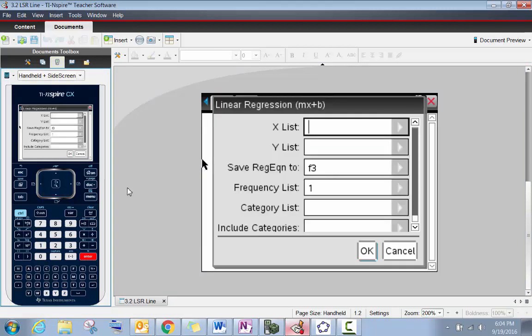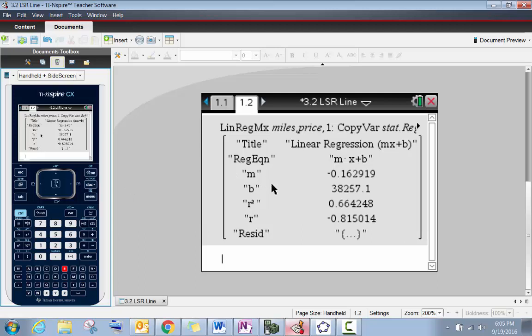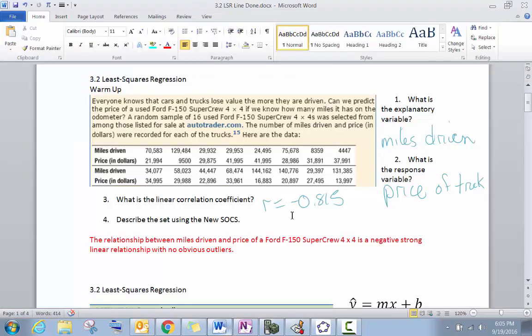So we have miles and price, is what I labeled them. And we get our R value here. So we got the same thing. So it's negative 0.815.